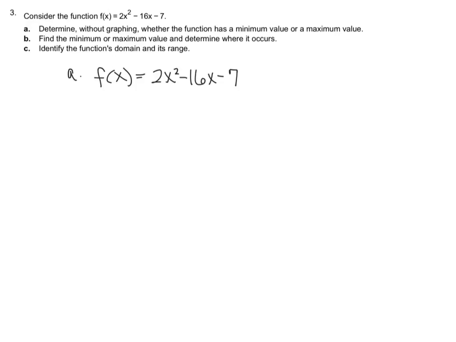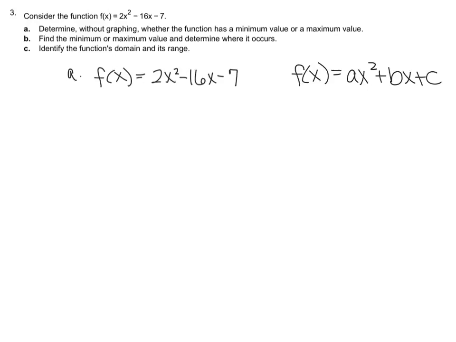Here we're given a function f of x equals 2x squared minus 16x minus 7, and we have 3 parts to answer. The first part says determine without graphing whether the function has a minimum value or maximum value. In order to do this, we need to first recognize that this function is given in general form, which is f of x equals ax squared plus bx plus c.